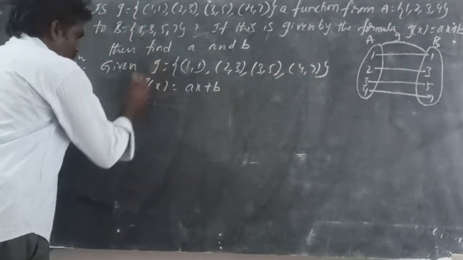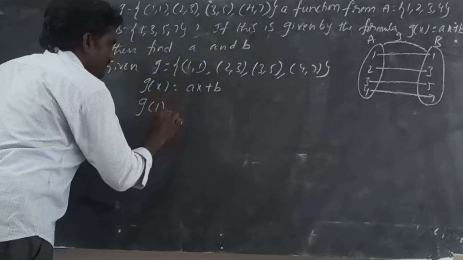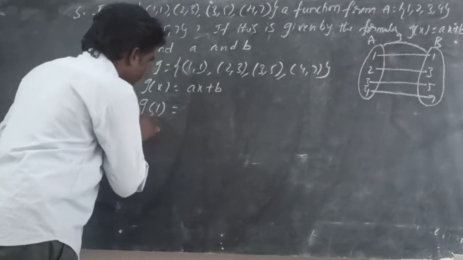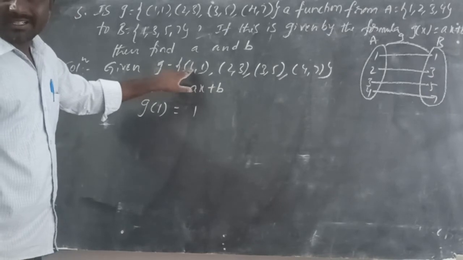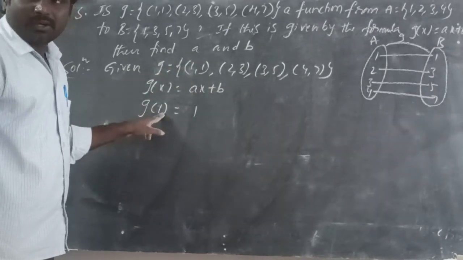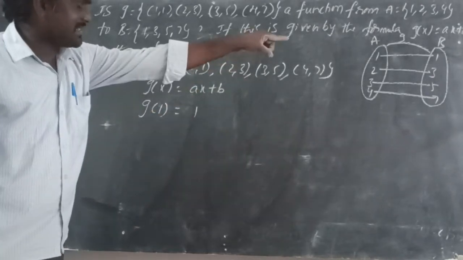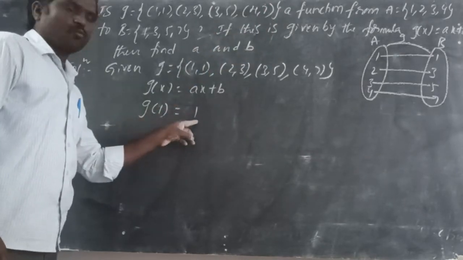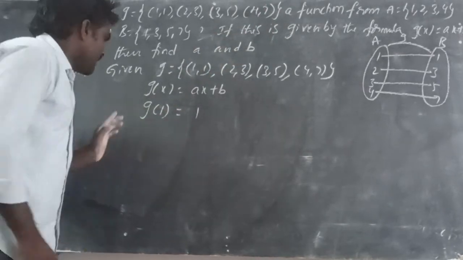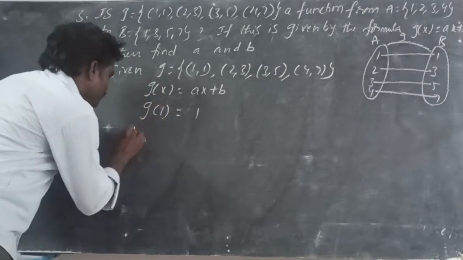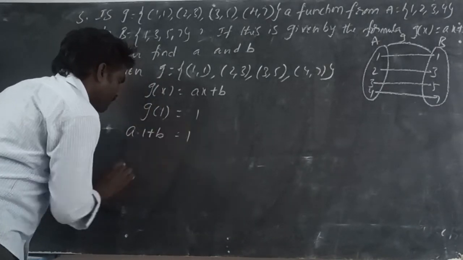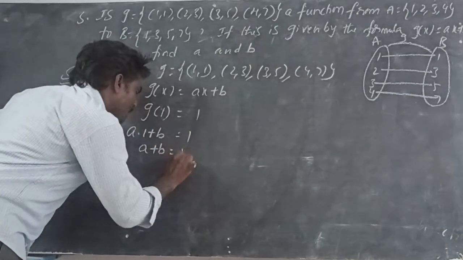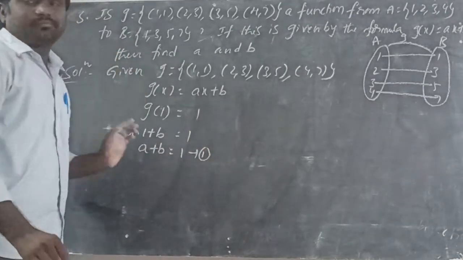So put g of 1. Under the function g, 1 is mapped to 1, so g of 1 is 1. In the place of x we put 1, so we get a into 1 plus b is equal to 1. That is, a plus b is equal to 1. It is equation 1.